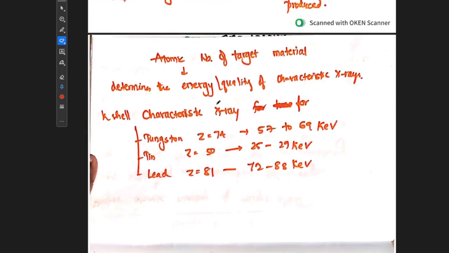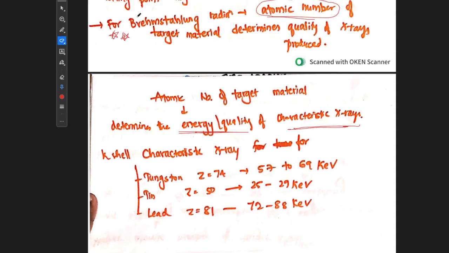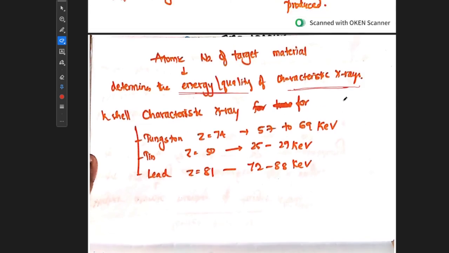The atomic number of the target material determines the quality, quantity and also the energy of the characteristic X-rays. It determines the energy and quality of Bremsstrahlung radiation, and it also determines the energy and quality of characteristic X-rays. So the K shell characteristic X-ray for tungsten, which has an atomic number of 74, is 57 to 69 kilo electron volt. For tin, which has an atomic number of 50, it is 25 to 29 kilo electron volt. For lead, which has an atomic number of 81, the characteristic X-rays are between 72 to 88 kilo electron volt.